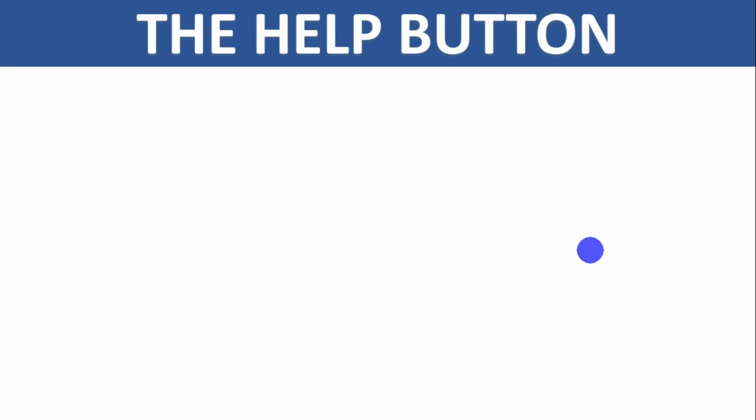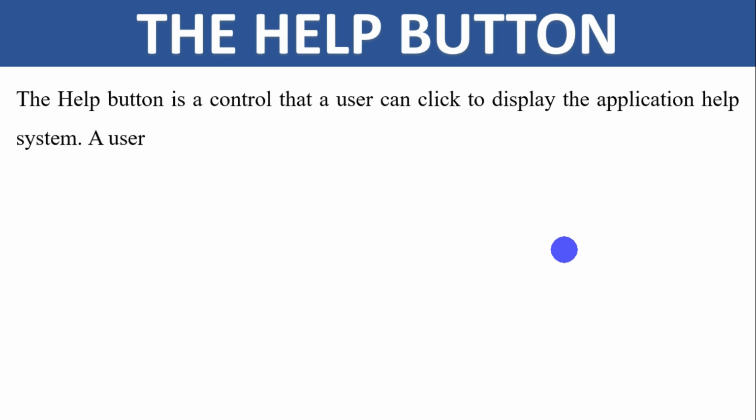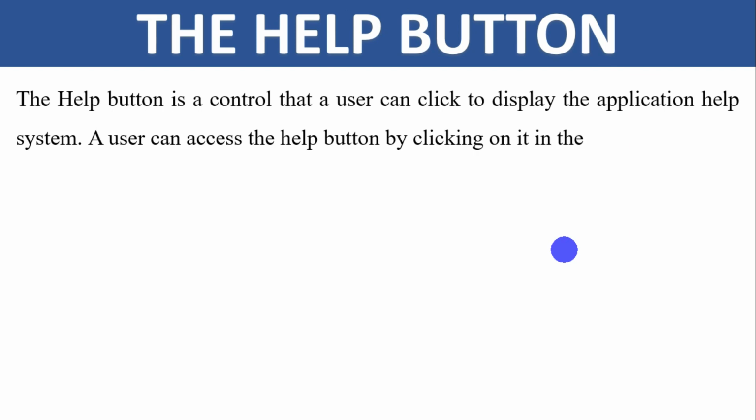In this tutorial we are going to talk about the help button. The help button is a key or a control key in different application systems that helps users to access information that is related to the program. The help button is a control key that users click to display the application help system. A user can access the help button by clicking on it in an open program on your computer desktop.